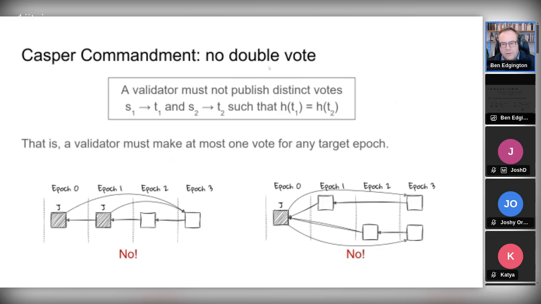Now, there are Gasper commandments. I'm not allowed to make a double vote, so I can't vote for the same target in two different attestations. So if there's a linear chain, I can't vote twice for the same target in epoch 3 here. That's not allowed. And if there's a fork in the chain, I can't vote for the same target there. So: same target from two different justified checkpoints on the linear chain, or different targets at the same height on a forked chain, with the same source vote there. Those are no.